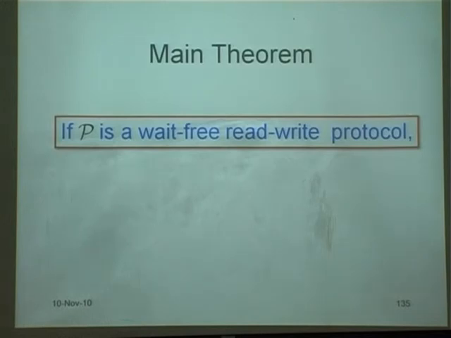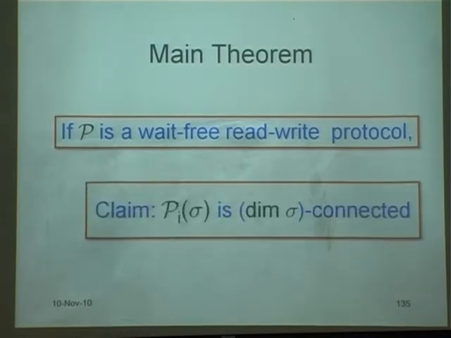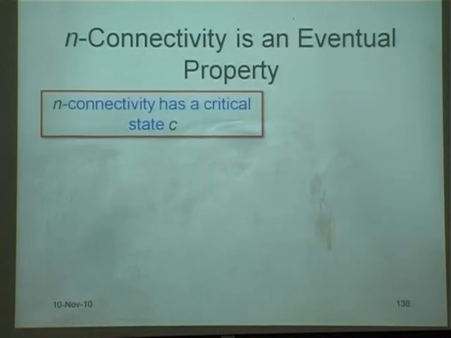So the main theorem is, if P is a read-write protocol, I want to show that if you start off from sigma, you're connected to the dimension of sigma, which is enough to show that n-set agreement is impossible by the previous argument. So at this point, we're ready to put everything together. And all of those somewhat tedious lemmas and so on are going to be rolled out like some Wagnerian opera, and we'll do the grand finale of the proof.